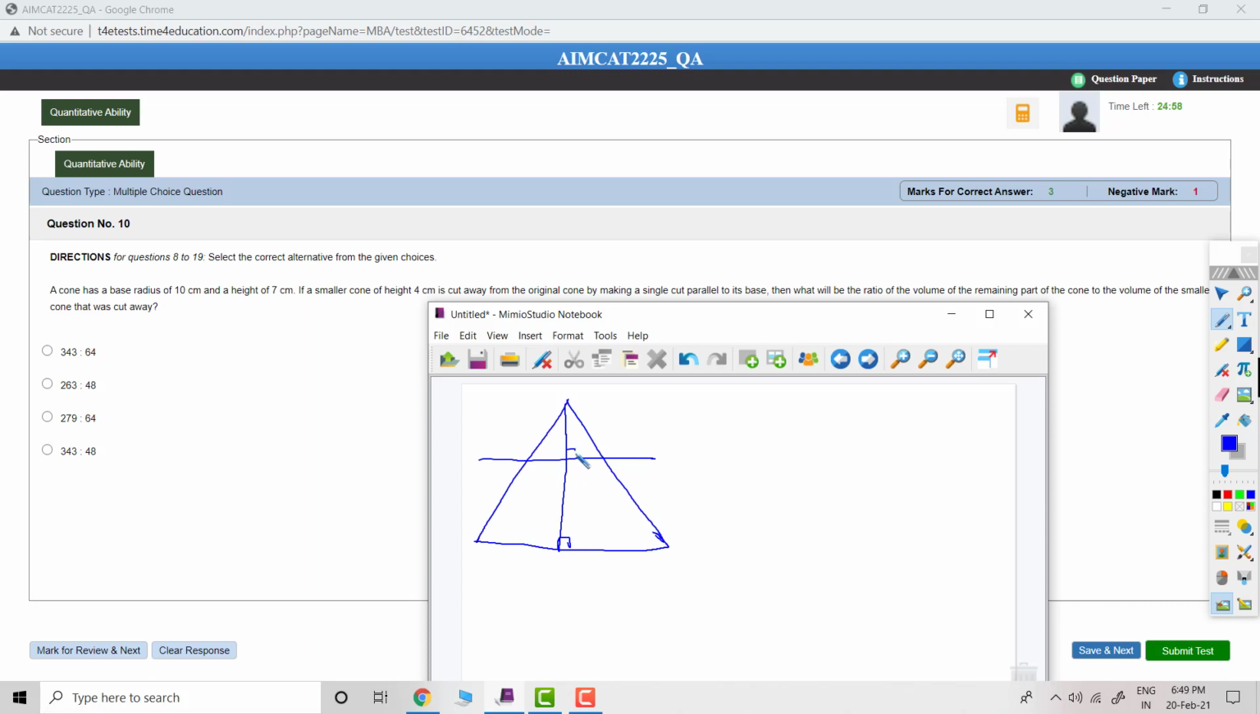This is the perpendicular. Okay, initial height is how much? Initial height is 7. Okay, but the height of small cone is 4. So this is 4. This is 7 minus 4 is 3 now. Radius of the original cone is 10. So this is 10. Okay, and we don't know the radius of small cone.